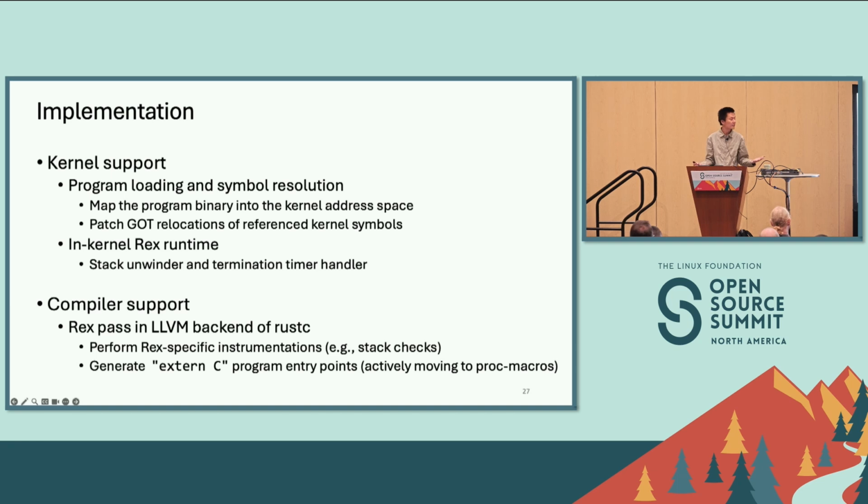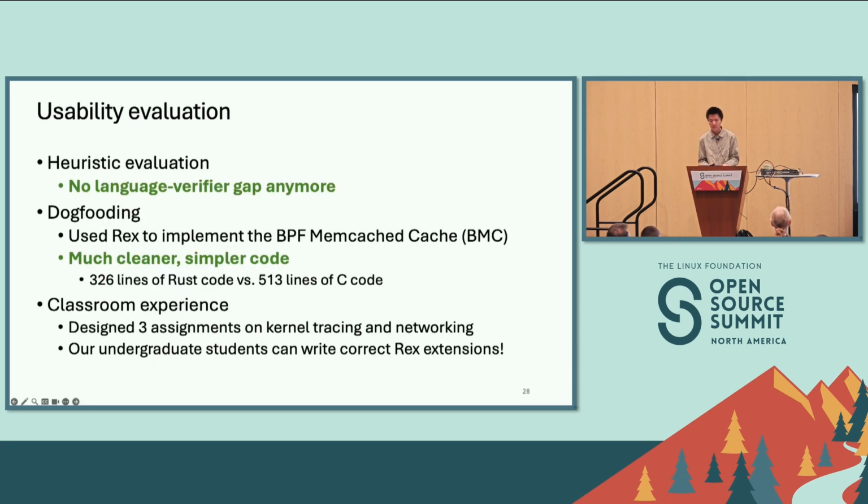We actually also added a small LLVM pass to the backend of rustc. This is for performing the Rex-specific instrumentations, for example, stack checks. This pass is currently also responsible for generating the extern C program entry points. But we are actively moving those to proc macros so that we can reduce the changes and the complexity of the compiler. All right.